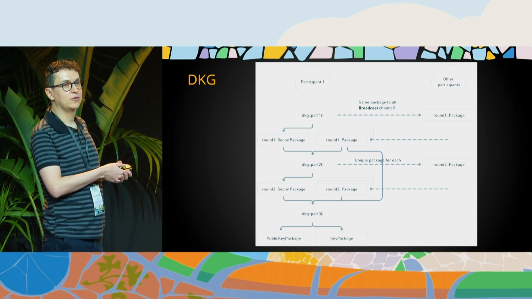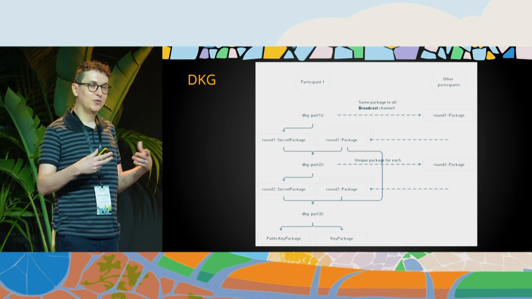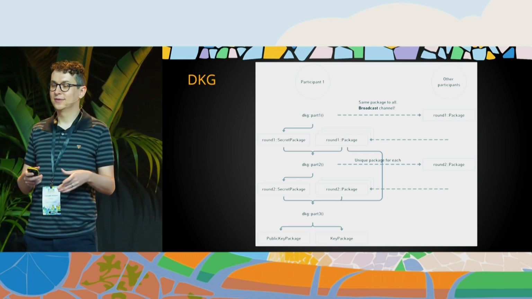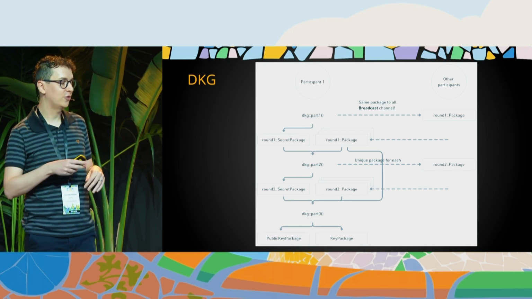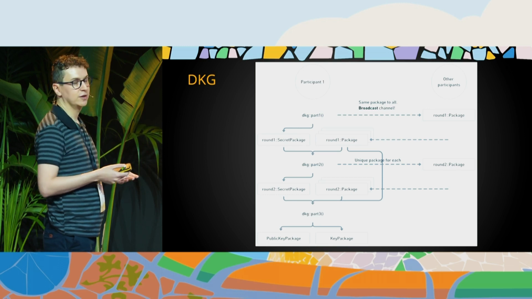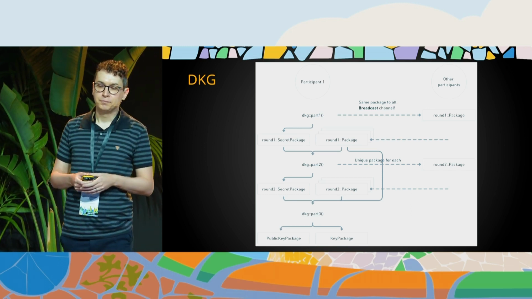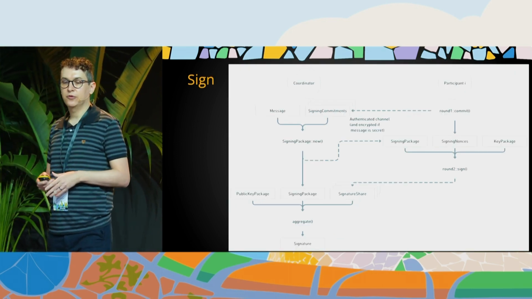You get all these packages and call part 2 of the DKG. Again, we also generate another package, but now it's a specific package for each other participant, and we also receive a package from them. And then you call the part 3 function, which will finally generate a key package. So that's key generation. So you want to sign with FROST.